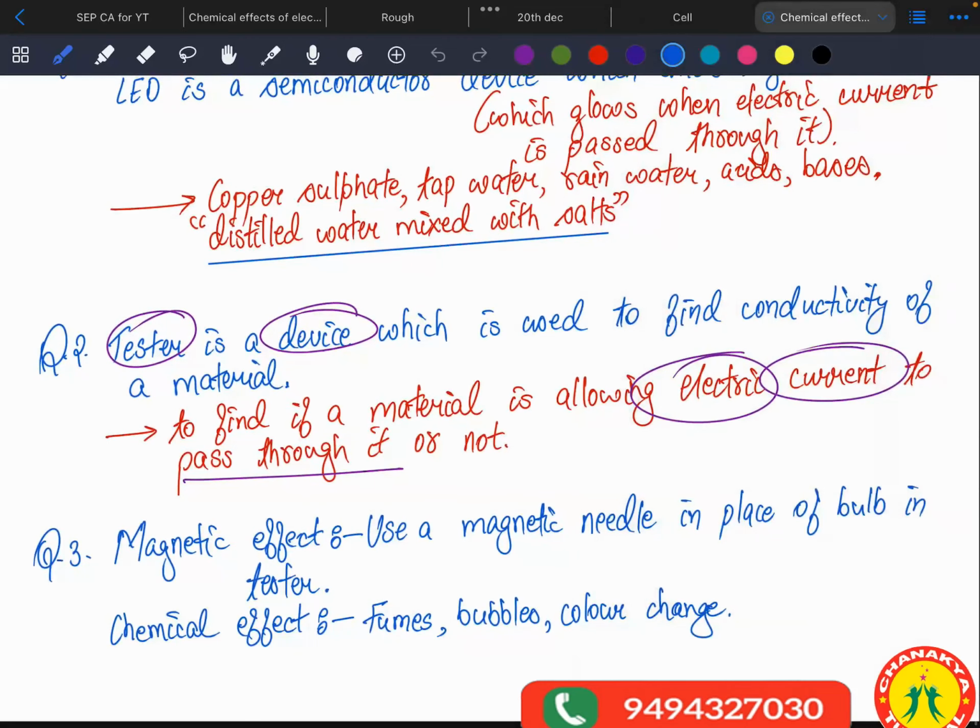Okay, so are you clear with this now? That in chemical effect, fumes, bubbles, or color change take place. Okay, I think there is one more experiment. If you have done the litmus test, have you done litmus test? Yes. So what happened in the litmus test? Can anyone tell?